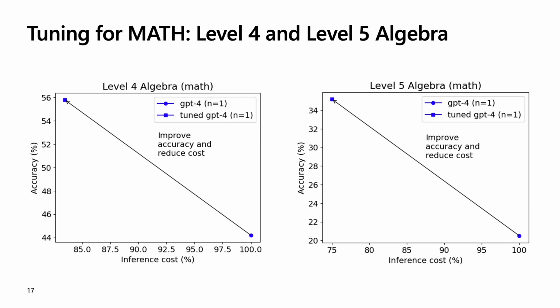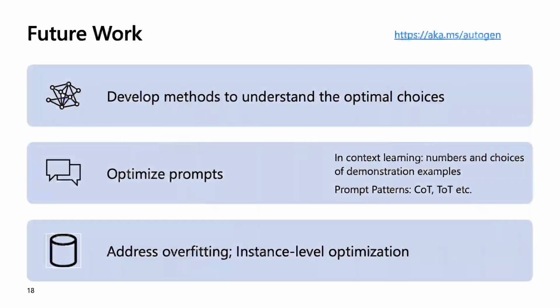Just by tuning the inference parameters like model, number of responses, temperature, etc., without changing any model weights or prompt, you can improve the state-of-the-art GPT-4 by 20% in high school math competition problems. And you get that performance improvement while paying 15 to 25% less.